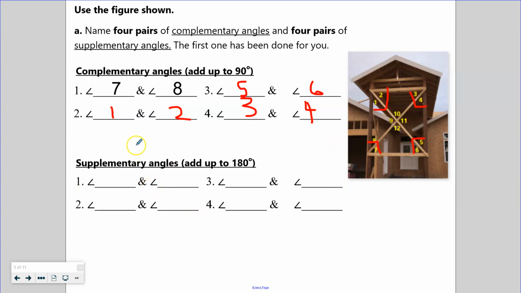And then supplementary angles add up to 180, so it's all the way around, so I'm going to say 9 and 10. Right, and how did I get that? Well, it goes from here all the way to there, right? And then 10 to 11 are also, right? And then 11 to 12.